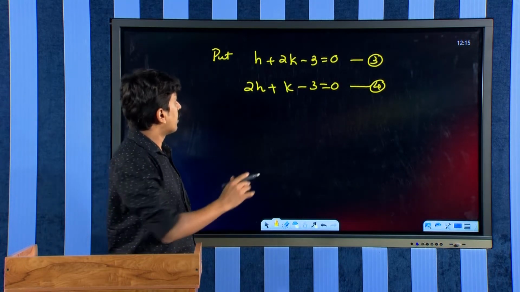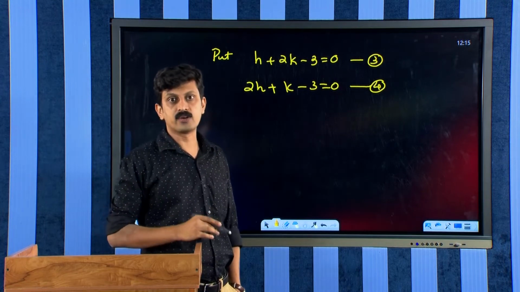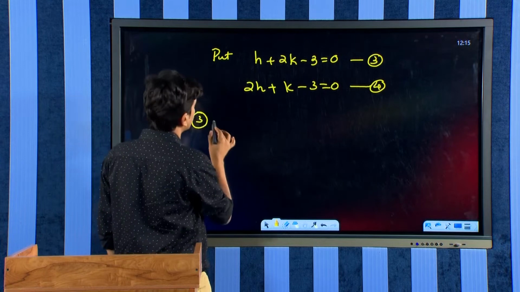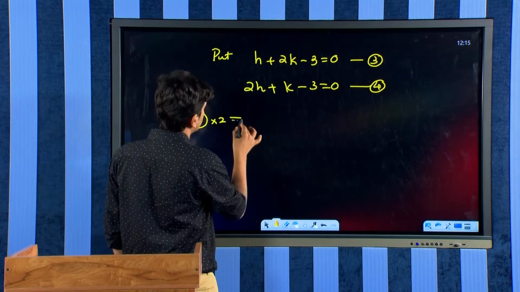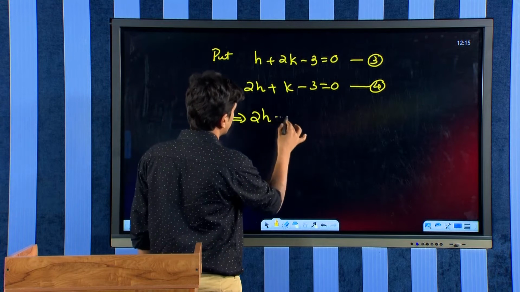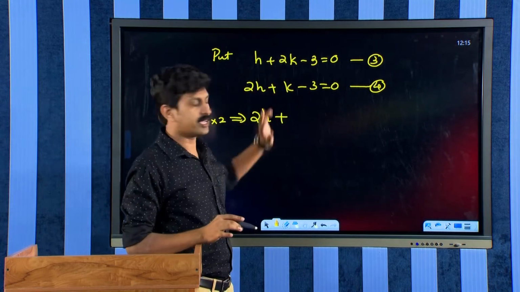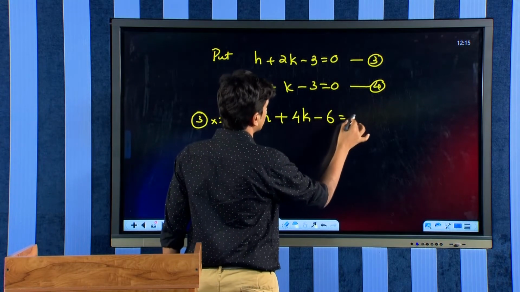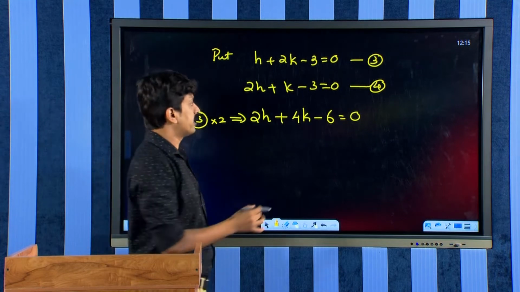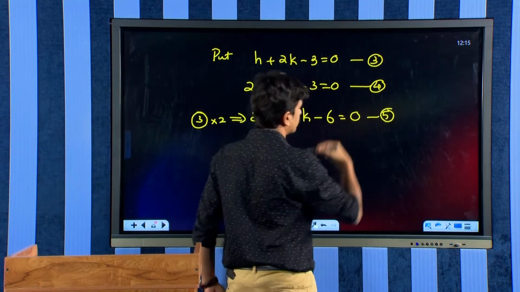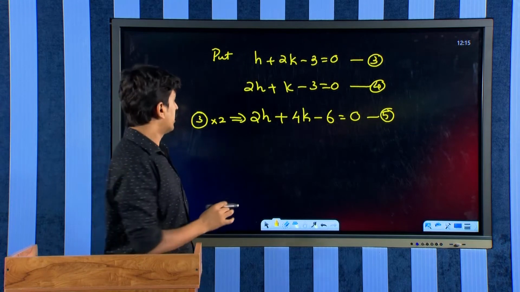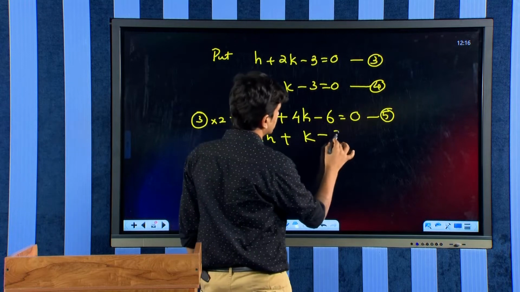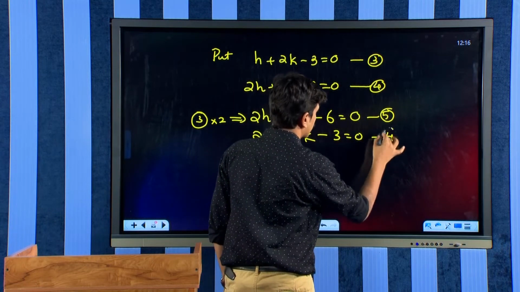Fine. I would like to solve this equation, then I can find the value of h and k. So, I multiply equation number 3 by 2. This implies 2h plus 2 into 2k, that is 4k, and 2 into 3 minus 6 is equal to 0. I would like to call this equation number 5. So, we have equation number 5, and we have equation number 4 as 2h plus k minus 3 is equal to 0.